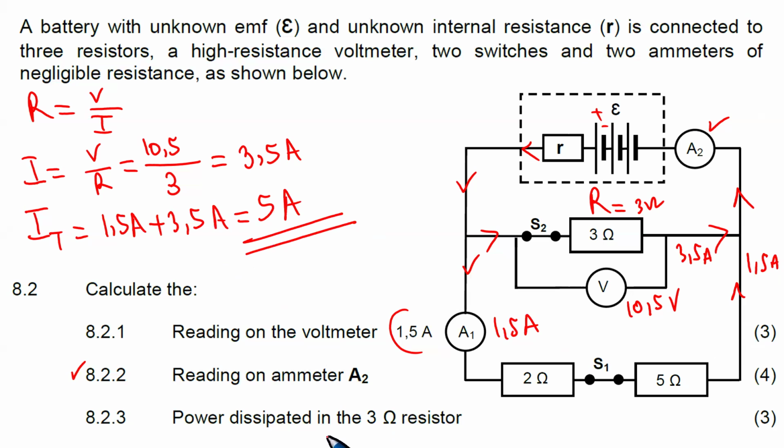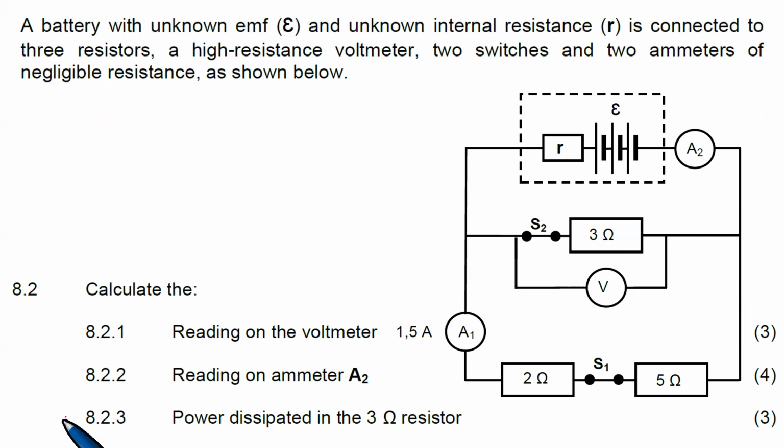Right, the next question is to calculate the power dissipated in the 3 ohm resistor. So we want to find the power dissipated in the 3 ohm resistor. It's 3 marks. I'm giving you exactly 2 minutes. All right, so let us continue to determine that one.